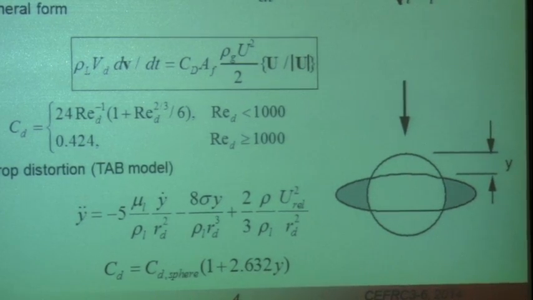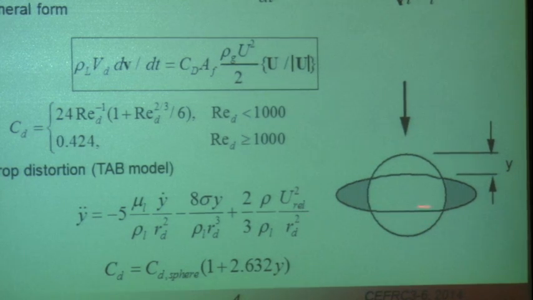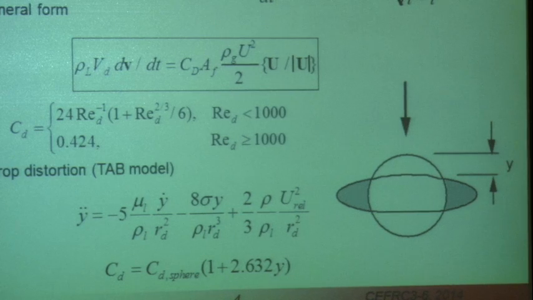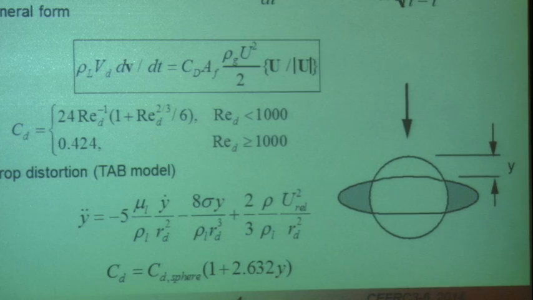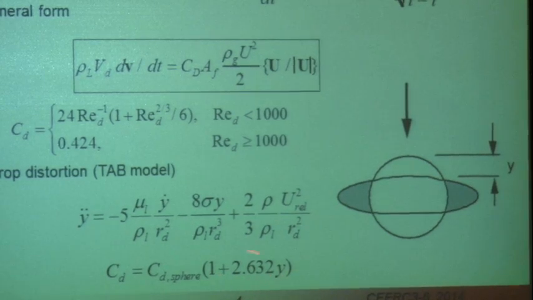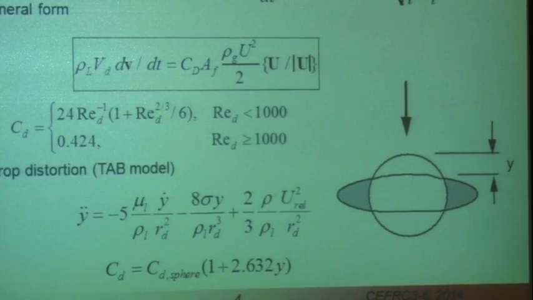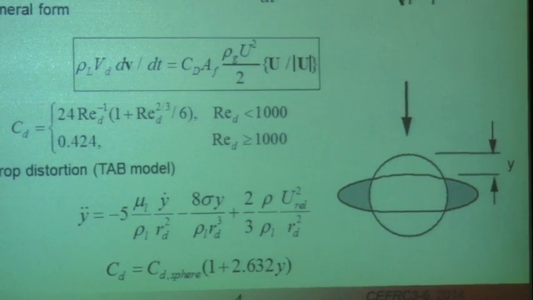Well, it turns out that you can also use this to determine the drag coefficient on the droplet, because the drag coefficient for a sphere is actually less than the drag coefficient for a disk in this orientation by the amount of 3.632. So when y is equal to 1, you have a disk. We increase the drag coefficient up to the value of the drag coefficient for a disk. And in between, when y is 0, we use the drag coefficient for a sphere. So in this way, you're able to keep track of distortion of the droplets.